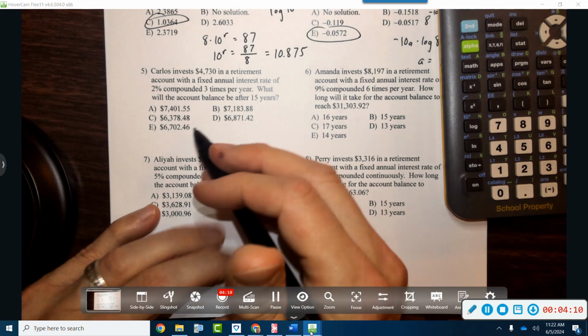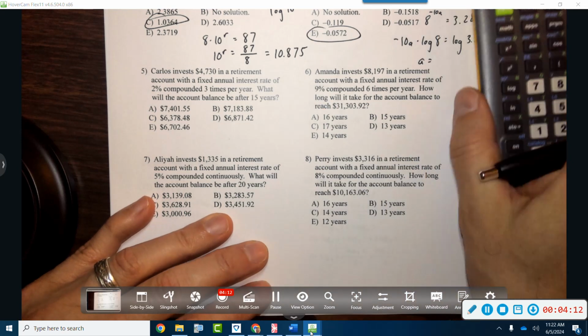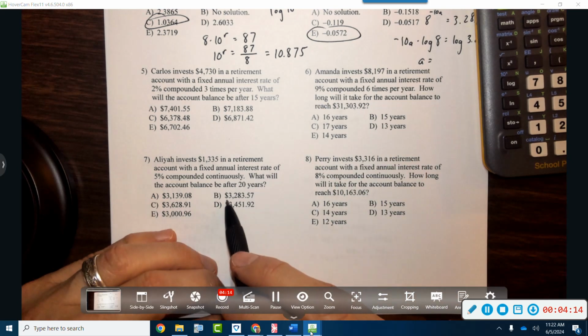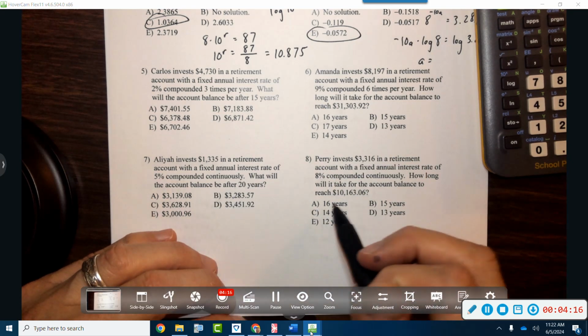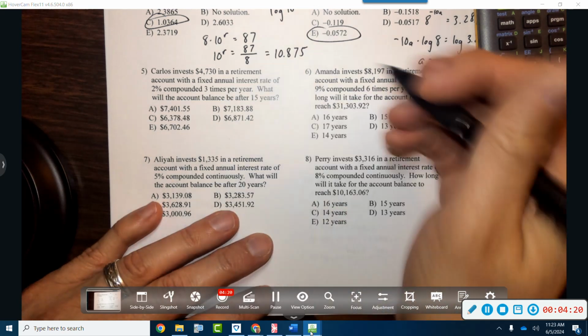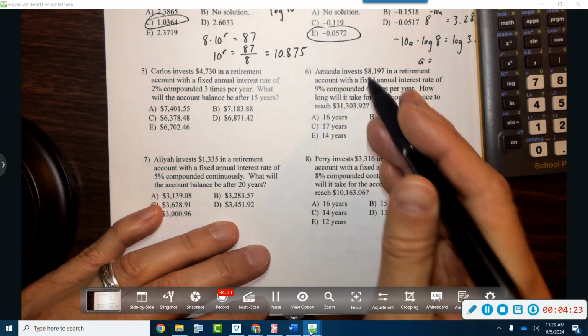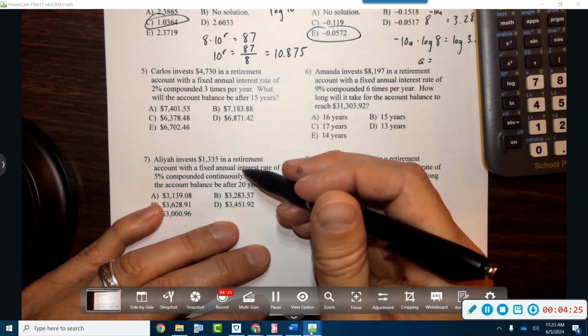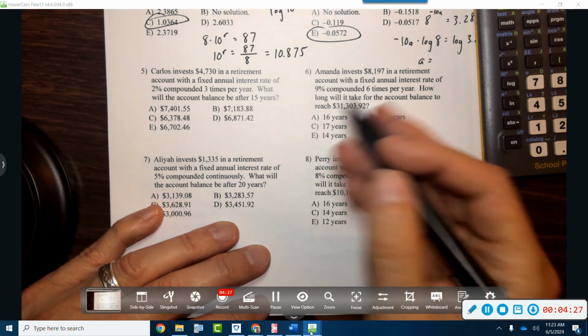These guys are, what will the account balance be after 15 years? What will the account balance be after 20 years? How long will it take? How long will it take? Okay, so these are two different types of problems here. These guys will require logs. These guys will not. So this one, you just want to set it up.